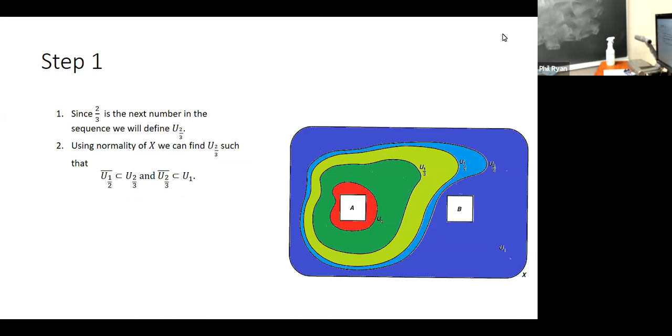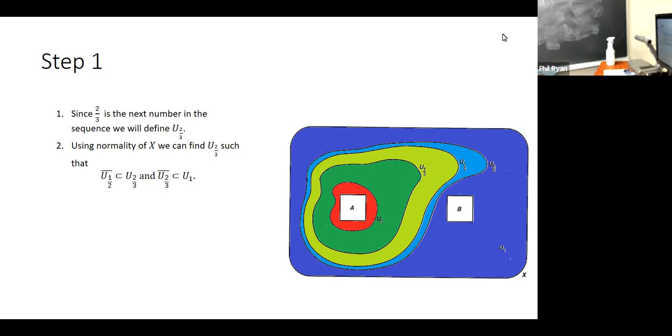Okay, the next thing is U two thirds. Now two thirds, we want that between a half and one. And so that means we've got to use normality of X on two closed sets. And the closed sets we're going to use are the closure of U a half and B.